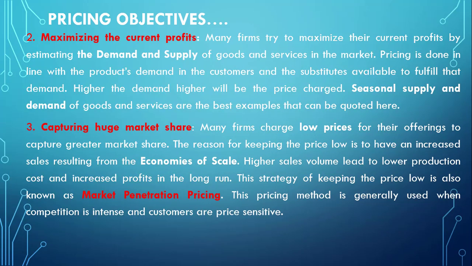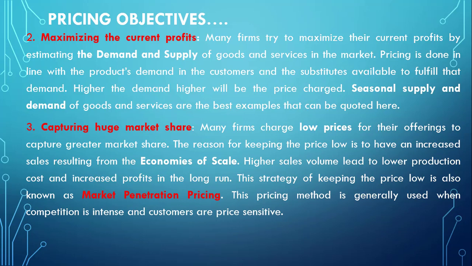The second is maximizing the current profits, meaning you want to maximize your short-term profits. You are going to increase the price because of the demand and supply issue, or because of seasonality, meaning that when the demand is higher than the supply, you are going to increase the price so that you can increase or maximize your profit, but it is short term.